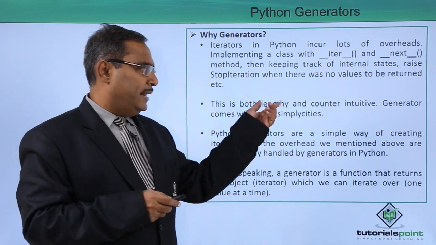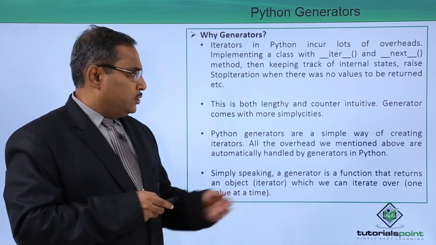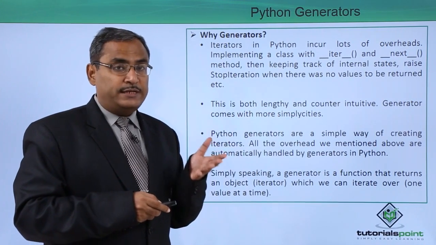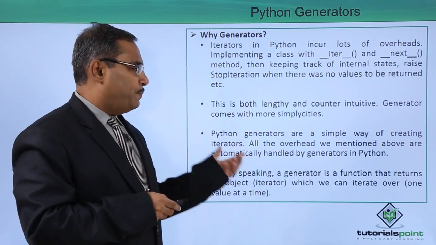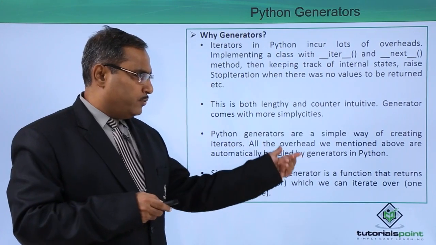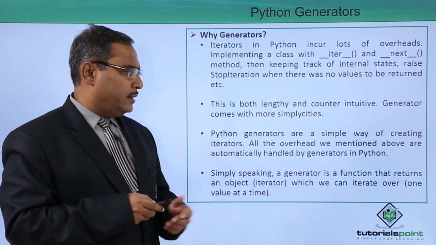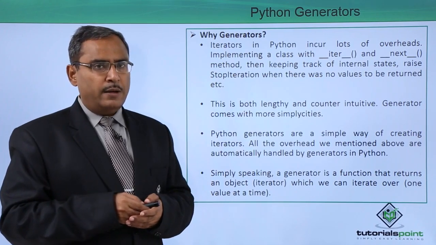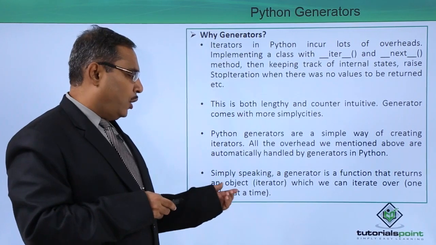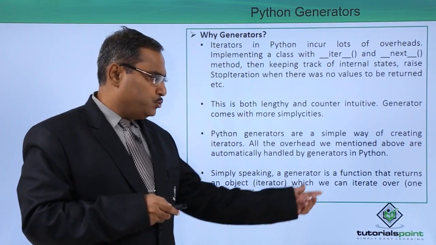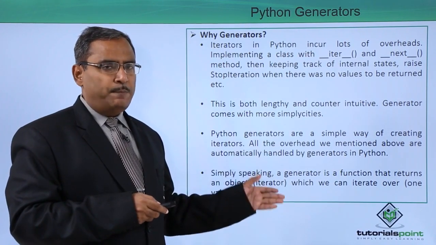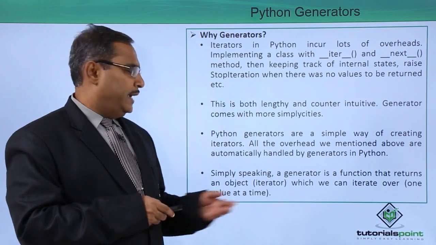So, this is both lengthy and counterintuitive. Generators come with more simplicity. What are the simplicities we are going to enjoy in our generators? Python generators are a simple way of creating iterators, and all the overhead we mentioned above is automatically handled by the generators in our Python coding. Simply speaking, a generator is a function that returns an object, that is the iterator object, which we can iterate over one value at a time. This is the simplest way to handle the respective iterator object.